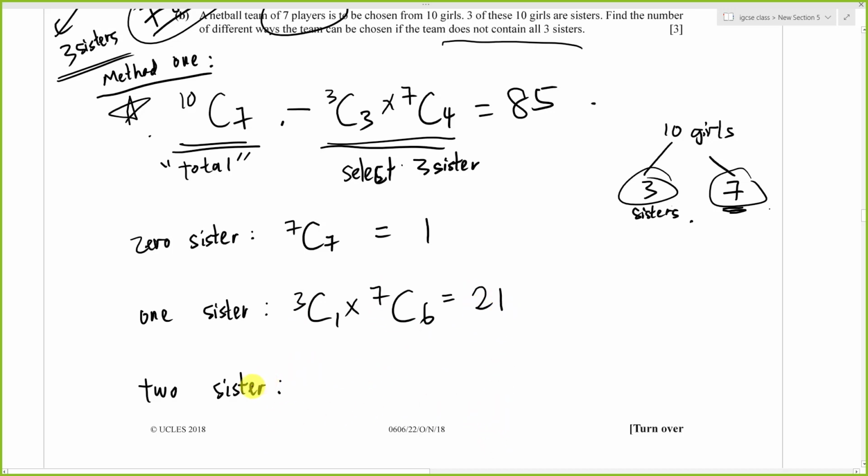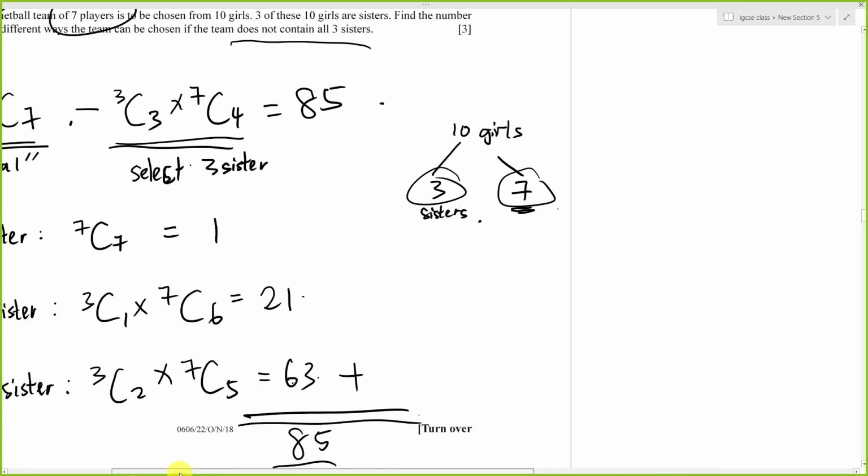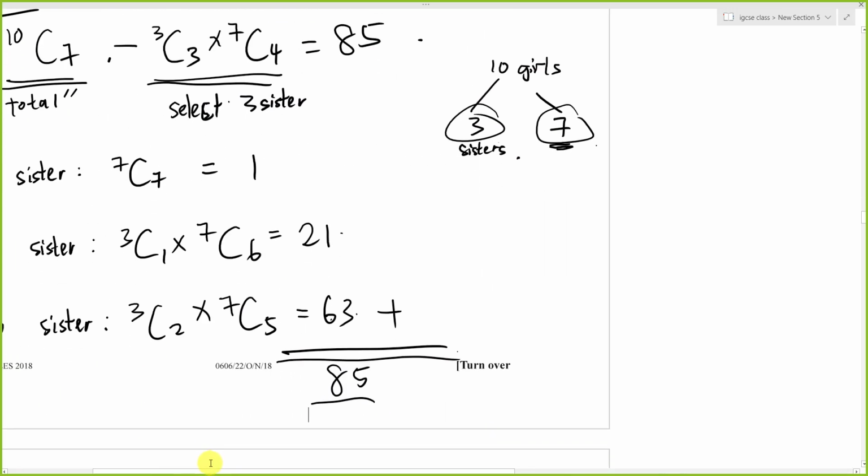Alright, then here from 3 sisters I need to select 2. And then for the players here I need another 5 more. So from the 7 girls here I will select 5. This is 3 multiplied by 7C5, which is 63. So if you add all of them together, 1 plus 21 plus 63 is 85. So you can see my final answer here, I'm still getting 85. You realize it's the same answer, isn't it?